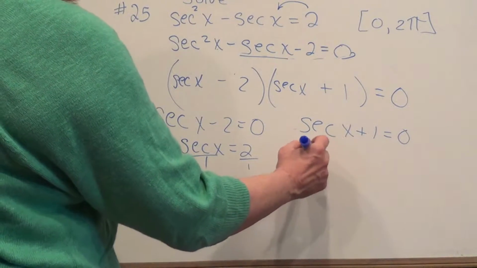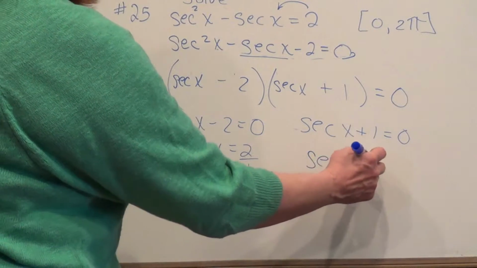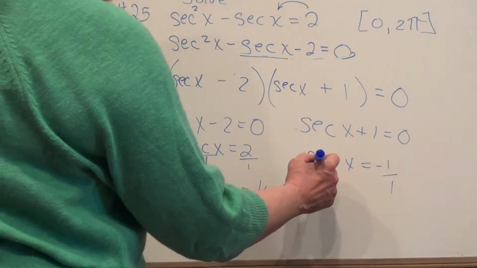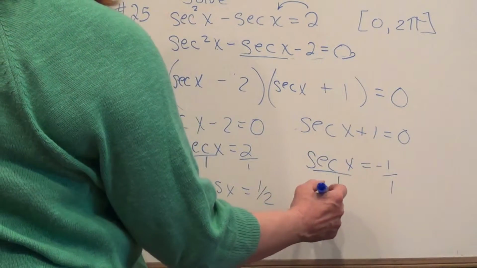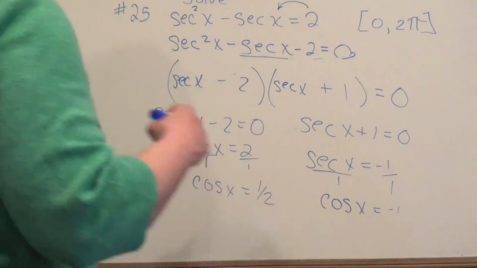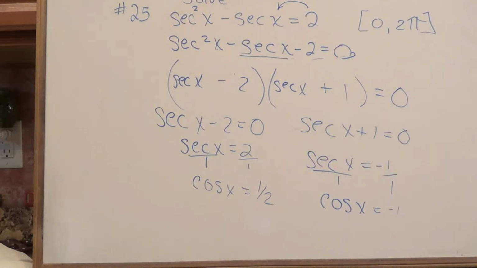And over here, originally I'll get secant x equals minus 1. I'll write that as minus 1 over 1. Flip everything. 1 over secant is cosine. Minus 1 is the cosine. So when you flip a minus 1, you get a minus 1. Alright, where is cosine of x?